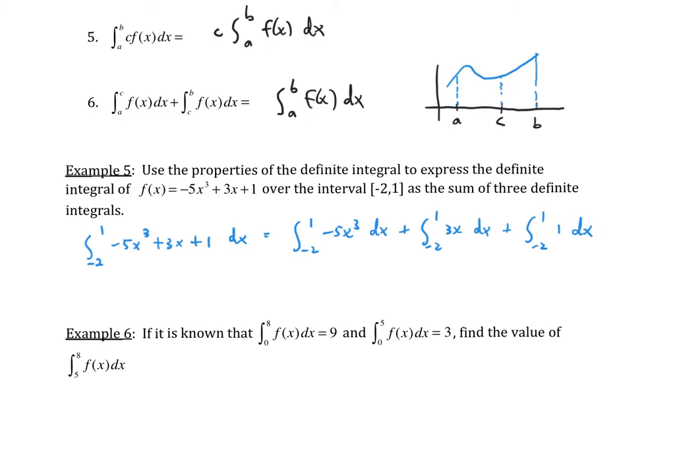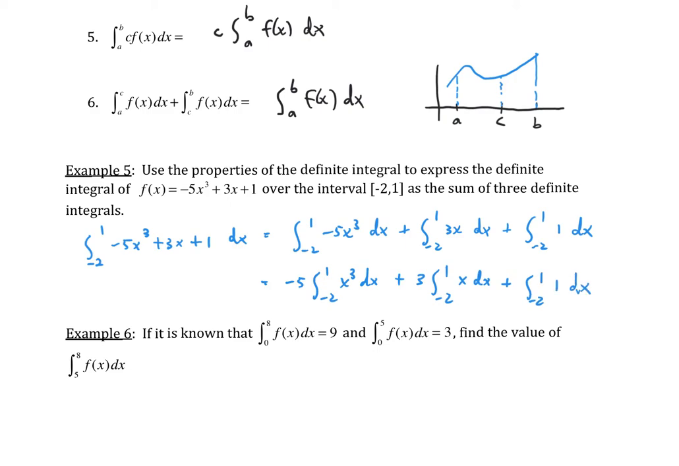And why don't we actually take it one step further? We've already split it up into three definite integrals, but I wanted to use the constant multiple property, so I could factor out the negative 5. I could factor out a 3 like this. So my integral will become negative 5 times the integral from negative 2 to 1 x cubed dx plus 3 times the integral from negative 2 to 1 x dx plus the integral from negative 2 to 1 of 1 dx.